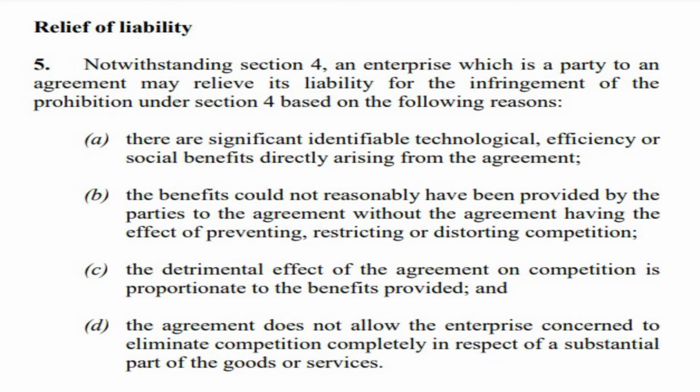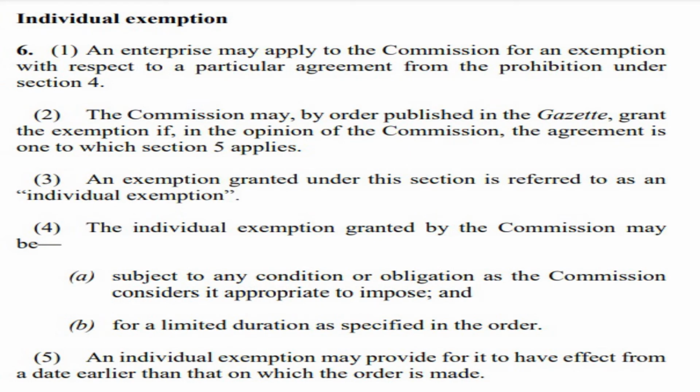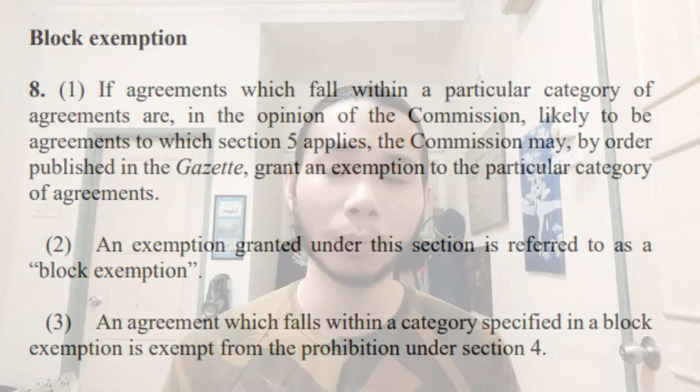Section 5 is regarding relief of liability, if you can prove that among these 4 criteria, what you're doing is significantly identifiable for technological or efficiency or for social benefits. You guys can read Section 5 for more details. You can refer to Section 6, which is individual exemption. And you can also look at Section 8, which is block exemption. And for one particular circumstance or case, it applies to ferries and shipping liner.